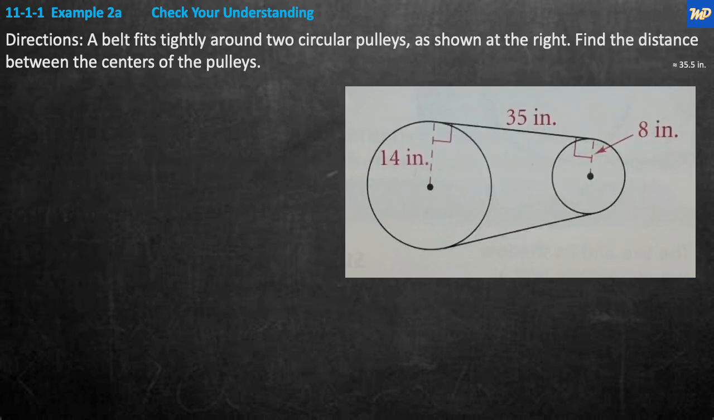Okay, example 2a. Check your understanding. The direction says, a belt fits tightly around two circular pulleys, as shown at the right. Find the distance between the centers of the pulleys. So this is basically exactly the same as the previous slide with the bicycle chain. So what we're asking you to do is pause the video and try this on your own. And when you come back, we'll work it together.